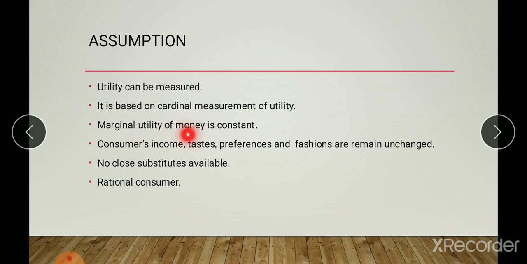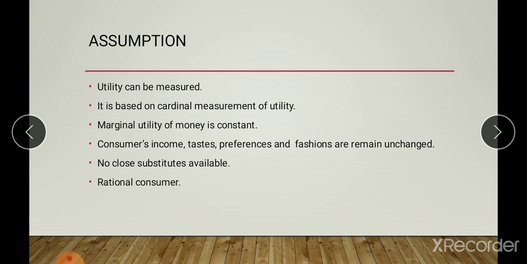The marginal utility of money is constant. That means the marginal utility of money should not vary from time to time. It should be constant. The consumer's income, taste, preference, and fashion remain unchanged. That means a consumer's income should not change. And the taste, preference, and fashion should remain constant. And no close substitute is available.